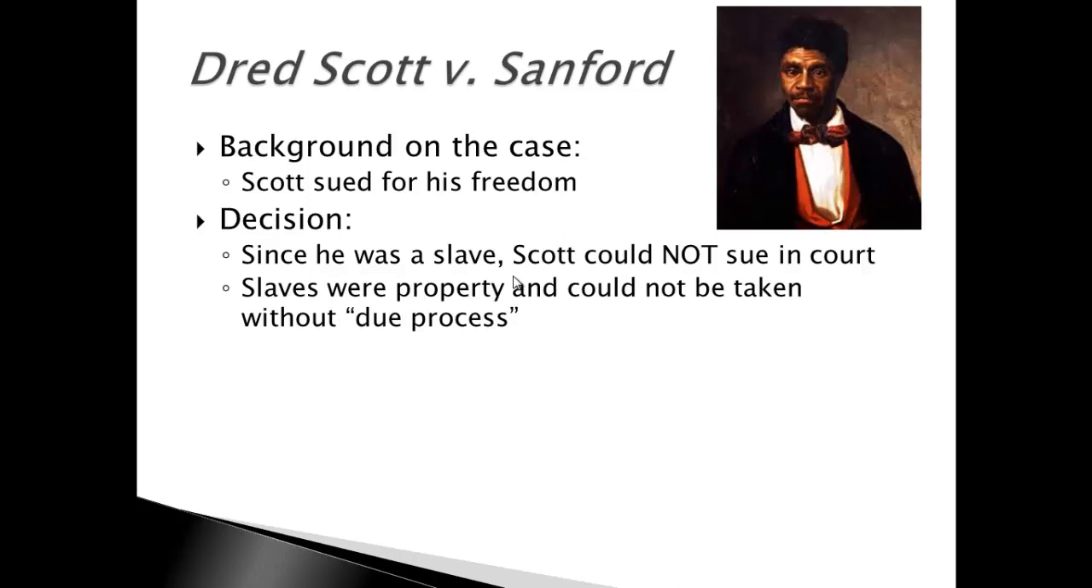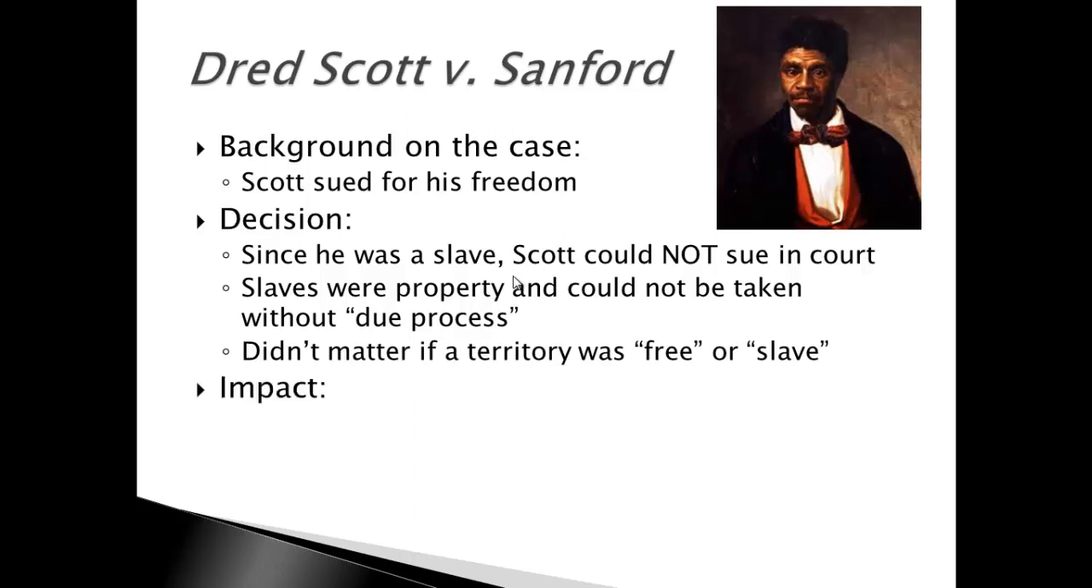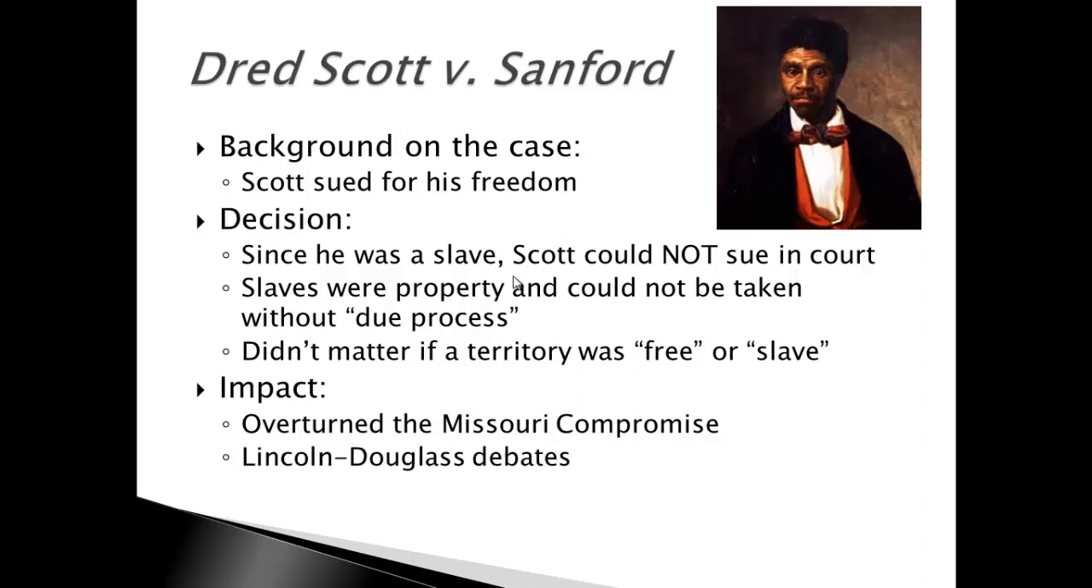Slaves were considered property and could not be taken from their owners without due process. That's the Fifth Amendment of the Bill of Rights. And it didn't matter if a territory was free or slave, as slaves could not be taken away. So in essence, all these territories now could have slaves, no matter their location. In the impact, this overturned the Missouri Compromise. Again, yes, the Kansas-Nebraska Act did, but this is the final nail in the coffin for the Missouri Compromise.